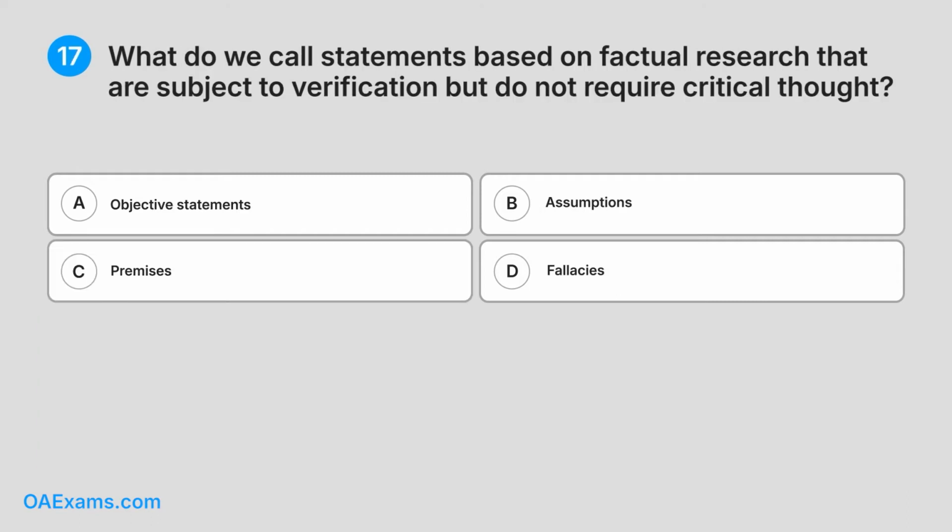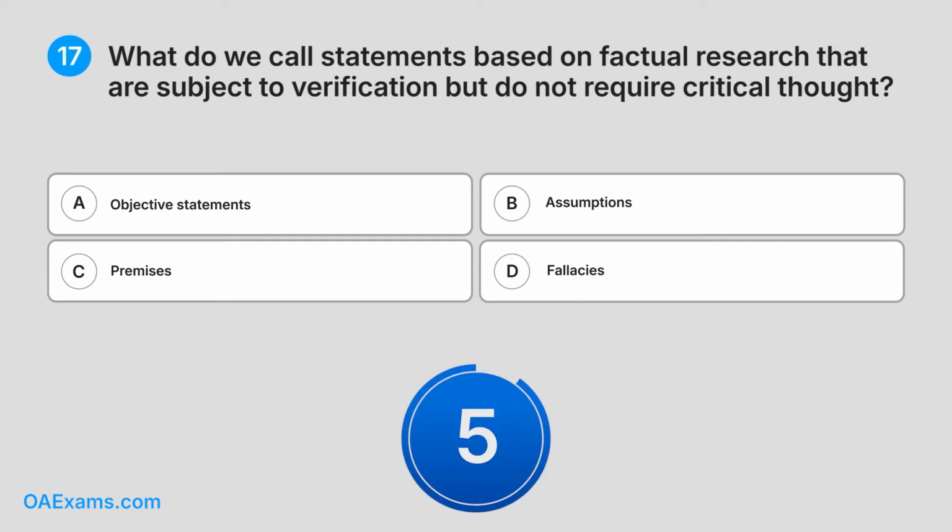17. What do we call statements based on factual research that are subject to verification but do not require critical thought? A. Objective statements. B. Assumptions. C. Premises. D. Fallacies. What do you think is the answer?